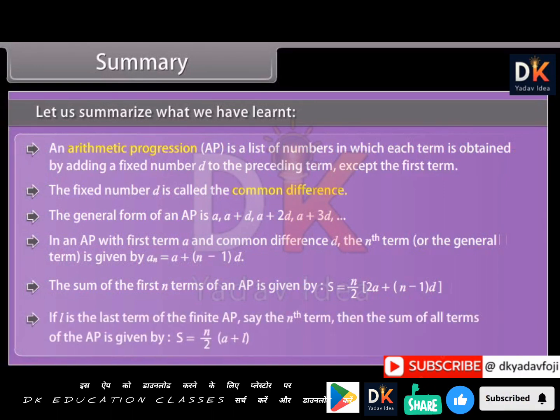If l is the last term of the finite AP, say the nth term, then the sum of all terms of the AP is given by S is equal to n upon 2 into (a plus l).